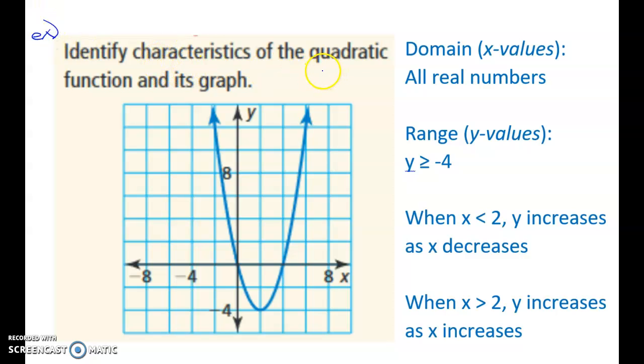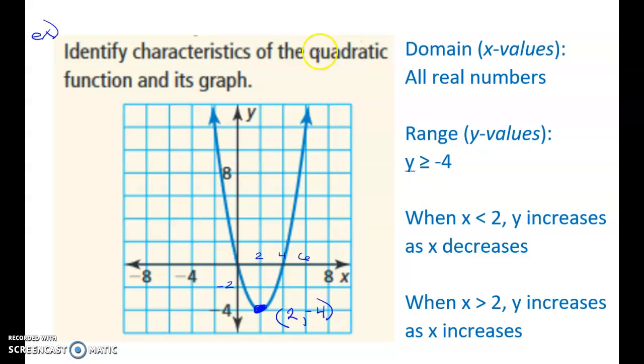Okay, so it says identify the characteristics of this quadratic function and its graph. Well, the basic stuff you're going to want to do for sure is identifying the vertex. So right there is going to be your vertex on the bottom. So take a look at these numbers though. Since that's an 8, they're not counting by 1s. They are counting by 2s. So this would be a 2, this would be a 4, this would be a 6. So this is 2 to the right, and then it's also going by 2's going down. So the vertex is at positive 2 comma negative 4.